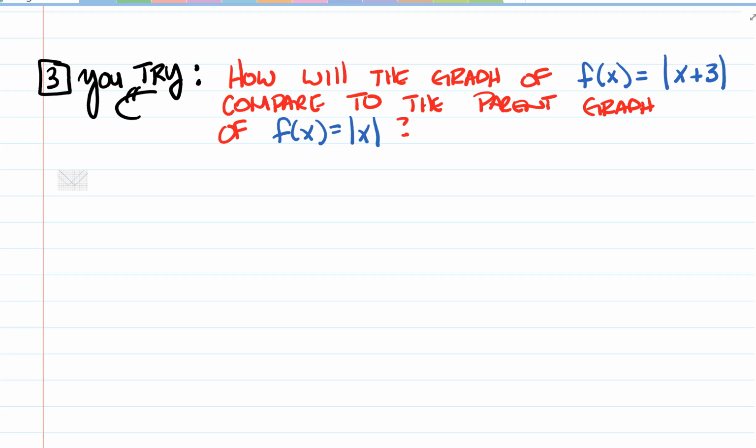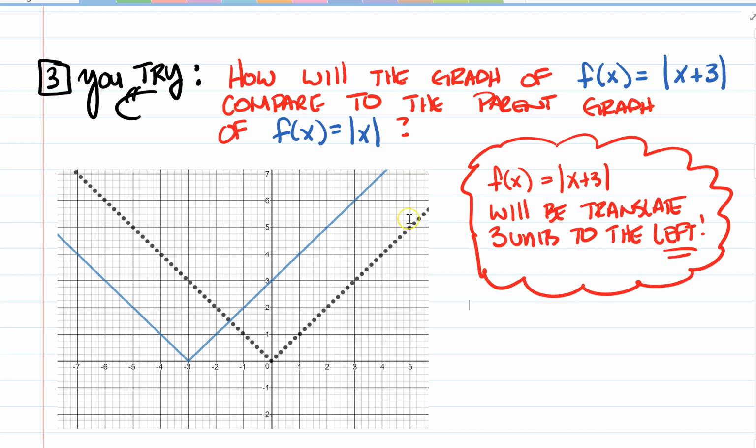This is a you-try for box number 3. How will the graph of f of x equals absolute value of x plus 3 compare to the parent function of the graph f of x equals absolute value of x? Okay, hopefully you got the right answer, and you said that the function f of x equals absolute value of x plus 3 will be translated 3 units to the left of the parent function f of x equals absolute value of x.